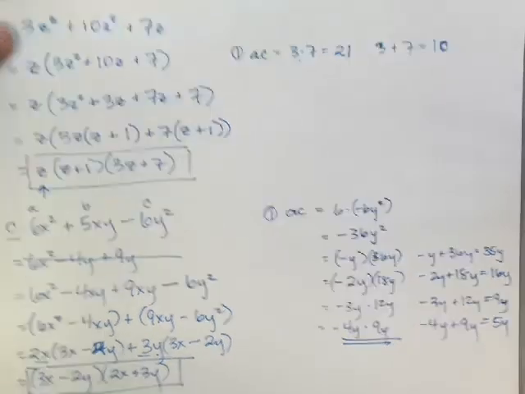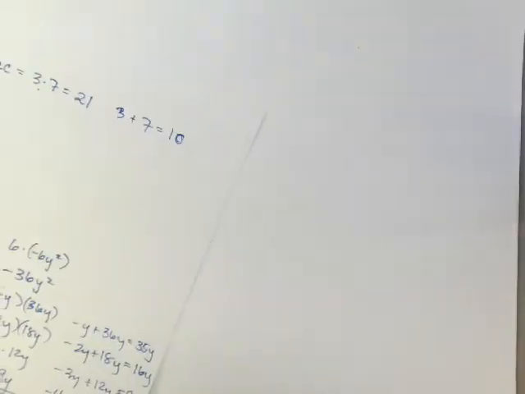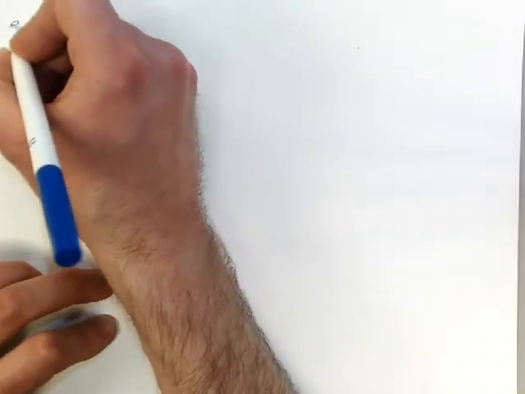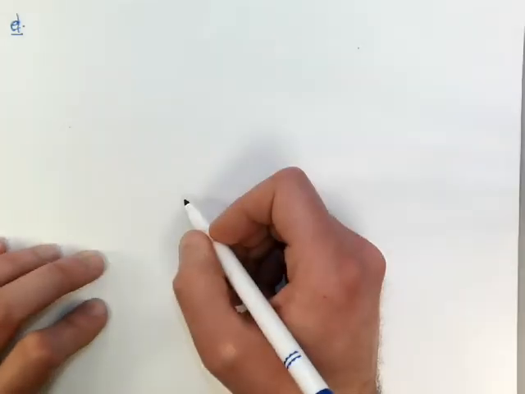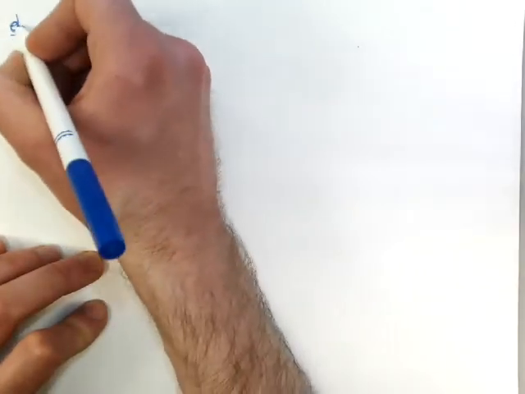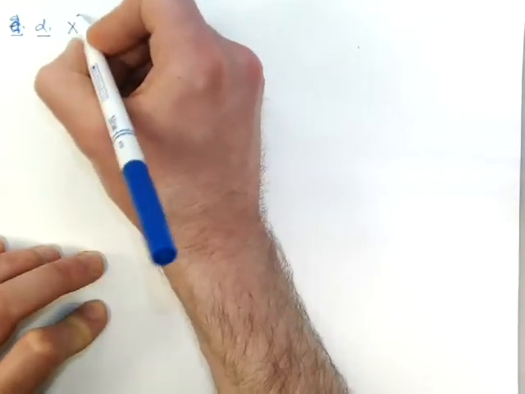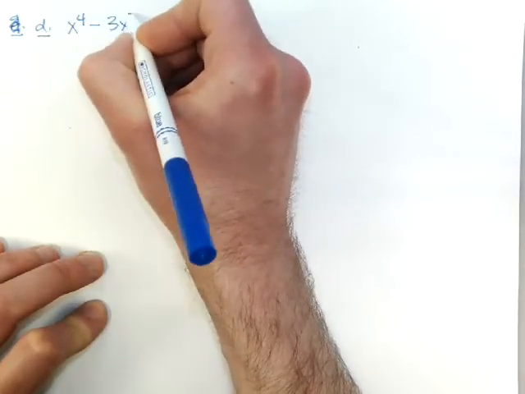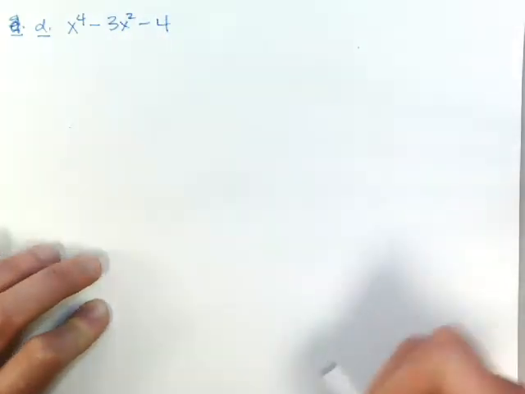All right. So finally, let's look at a little bit different example. I guess it's D on this one now. It's kind of a variation on this theme. So x to the fourth minus 3x squared minus 4. Let's try to factor this.